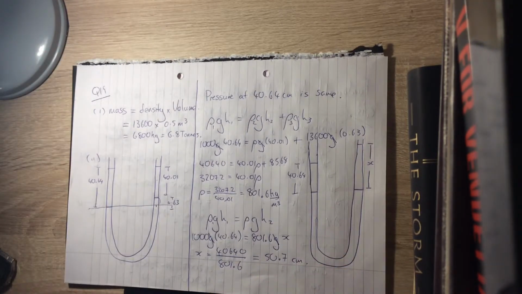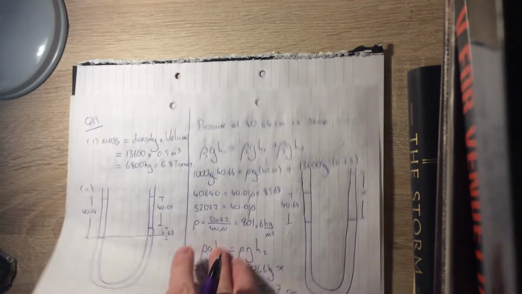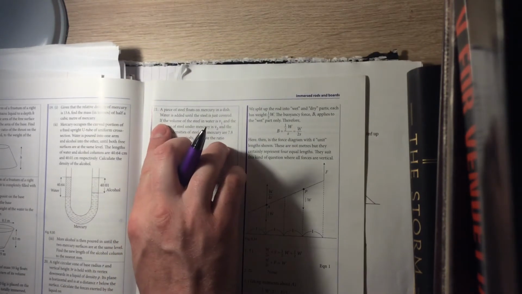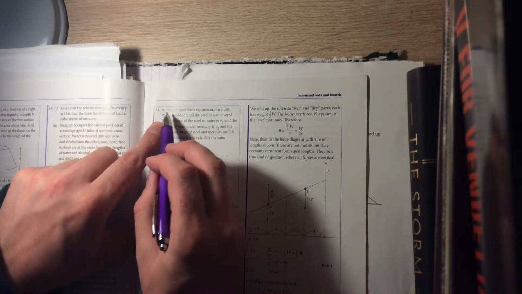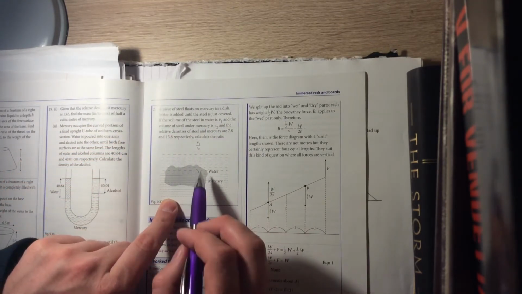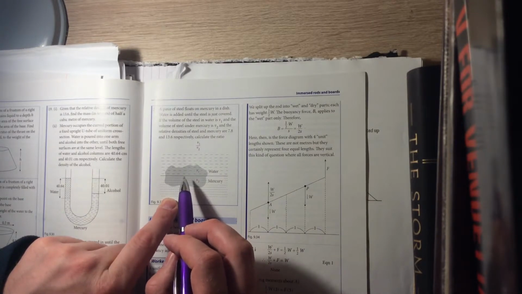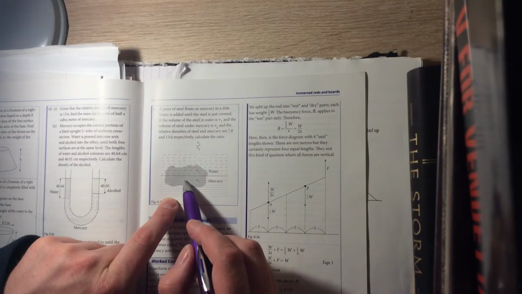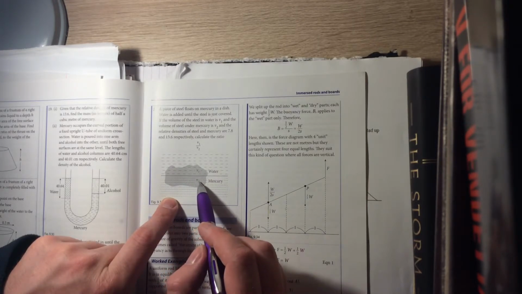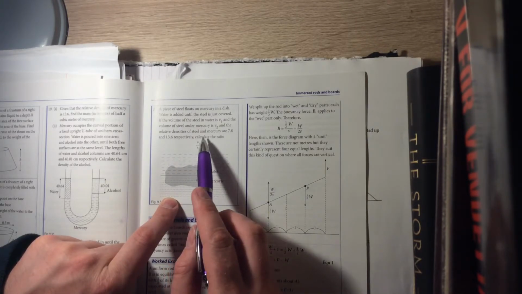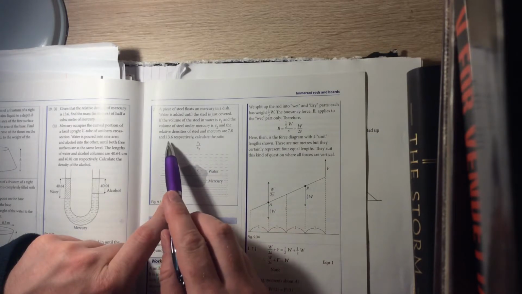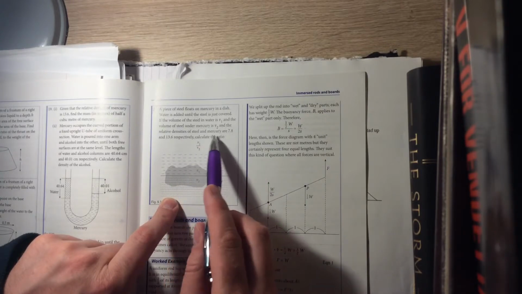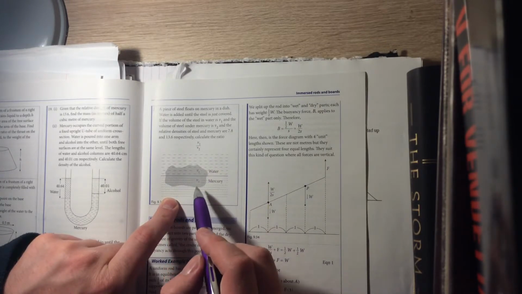Okay, and the last question that I said I'd look at is question 21. A piece of steel floats on mercury in a dish. Water is added until the steel is just covered. If the volume of the steel in water is V1 and the volume of the steel in mercury is V2, and the relative densities of steel and mercury are 7.8 and 13.6 respectively. That's, by the way, why the steel floats. It's less dense. Calculate the ratio of V1 over V2.